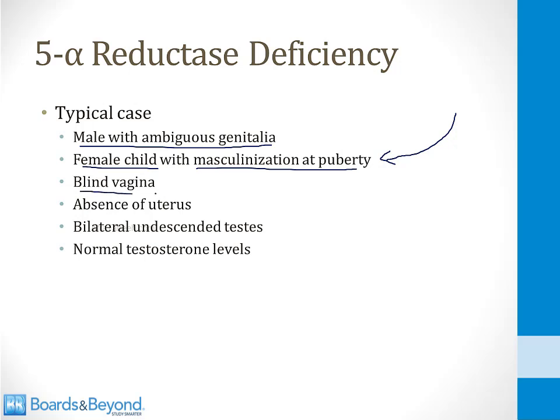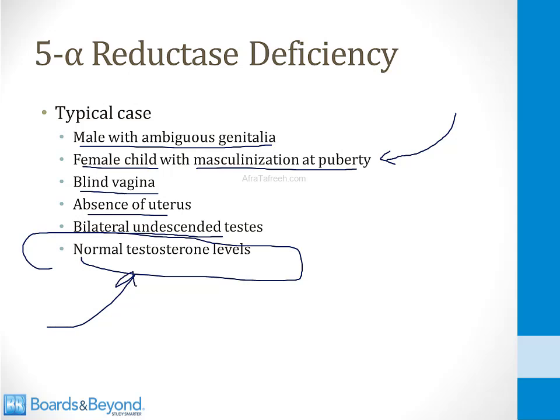In either case, there will be a blind vagina and absence of the uterus. There are bilateral undescended testes, and on serum testing there are normal testosterone levels. And this is the tip-off they're probably going to tell you in a board question to help you recognize that it's a 5-alpha reductase deficiency and lack of dihydrotestosterone.